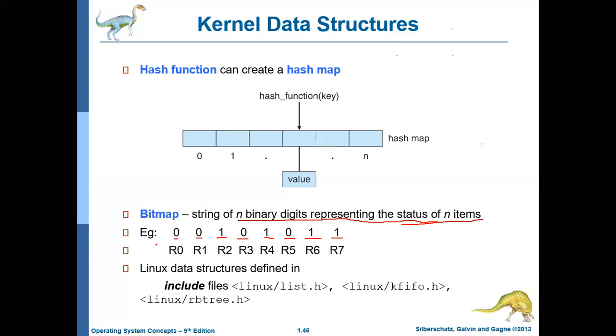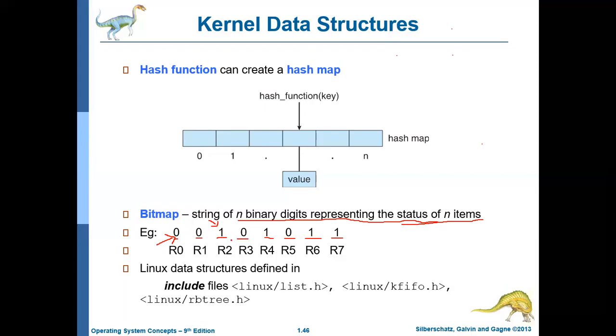Let us assume that if it is 0, the resource is currently being used by some process. It is not free. And if it is 1, it is free. You can think of it the other way also, where 1 means being used and 0 means free. But here let us assume that 0 means the resource is being used and 1 means the resource is free.